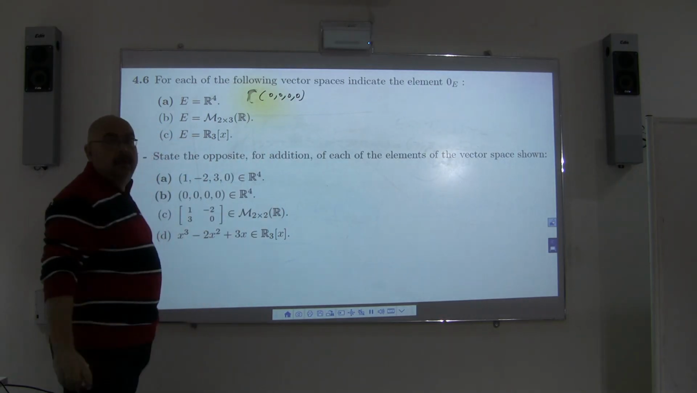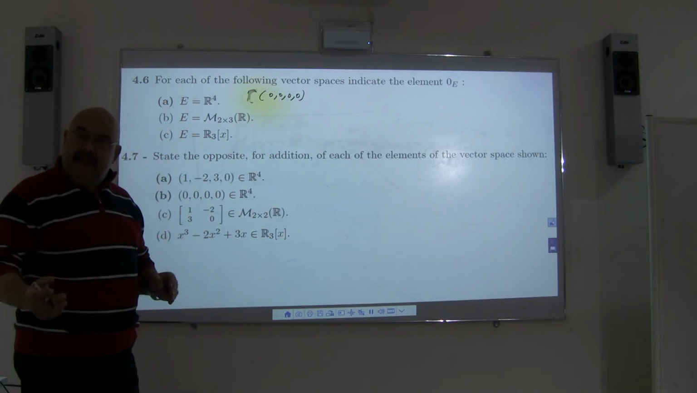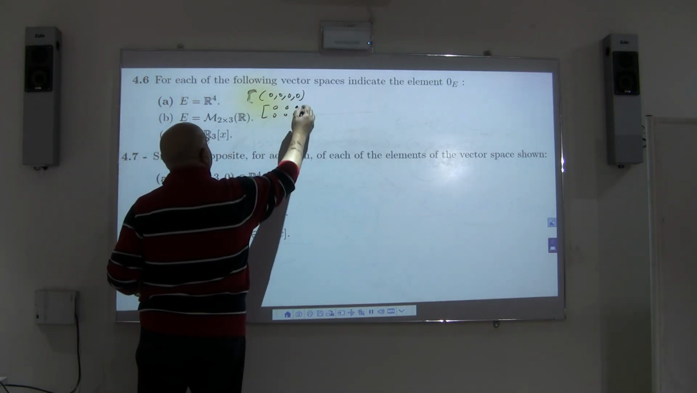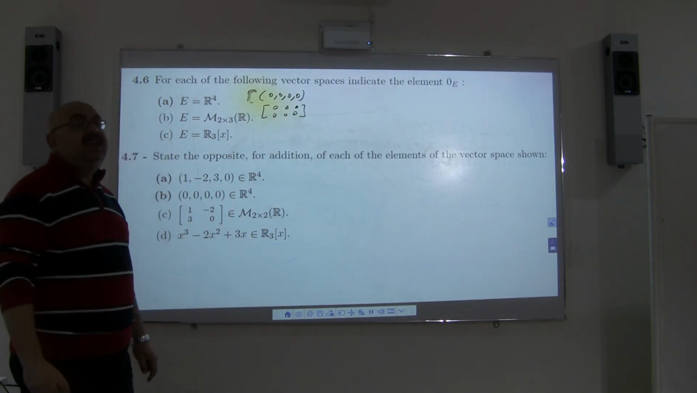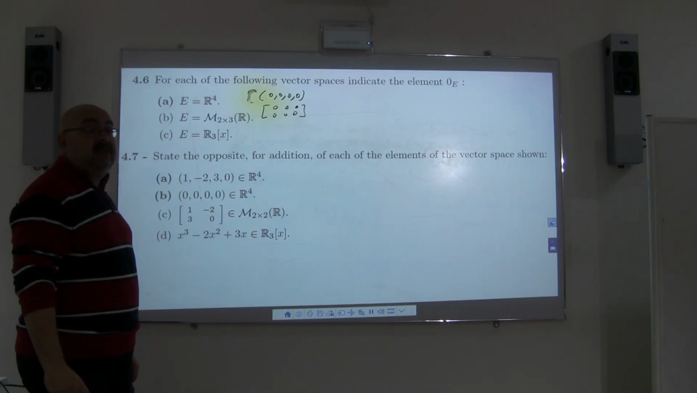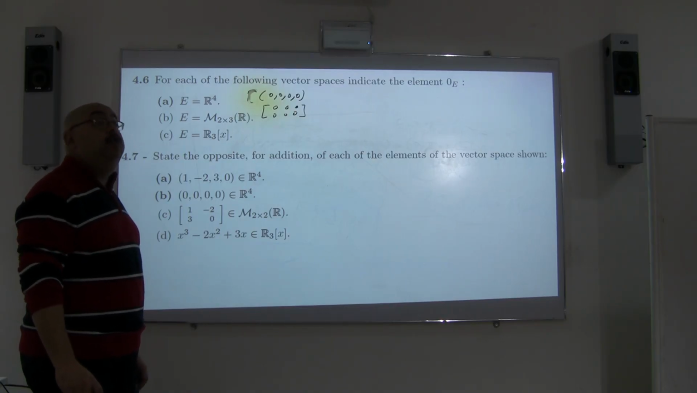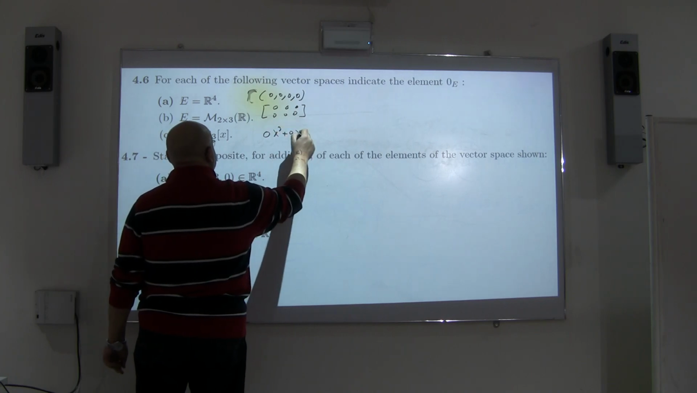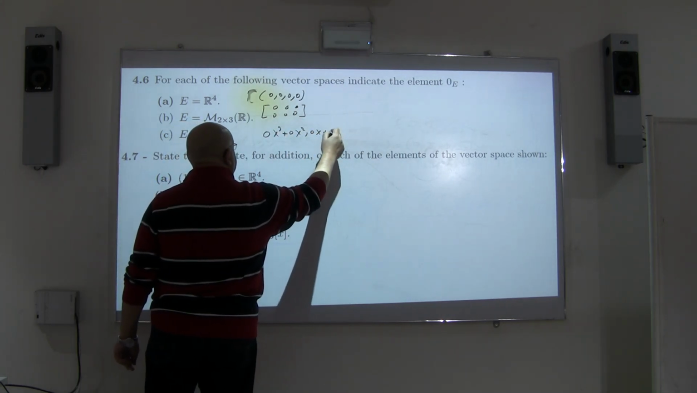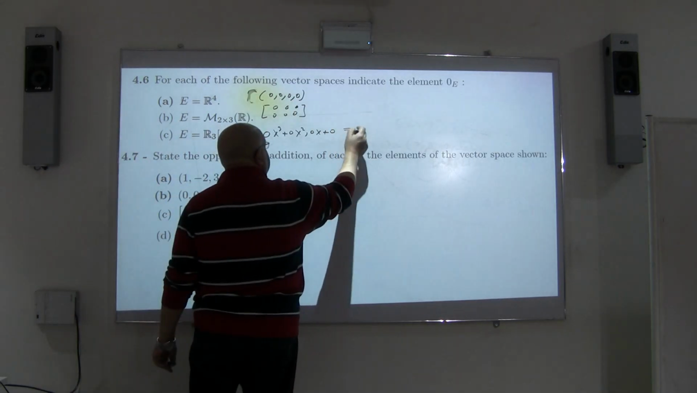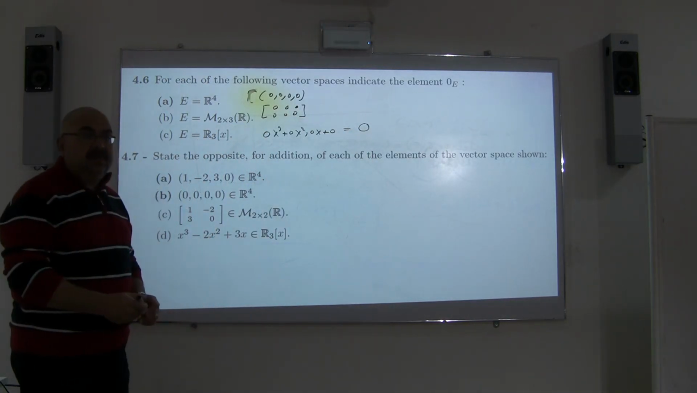The second one, it will be a 2 by 3 matrix, so it's going to be all zeros. For number C, this is the origin for 2 by 3. This is the origin for R3 of X. Do you know what R3 of X means? A polynomial of third degree. So what will it look like? It will be 0 x cubed plus 0 x squared plus 0 x plus 0. That's the origin of this guy, which is equal to the set of 0.